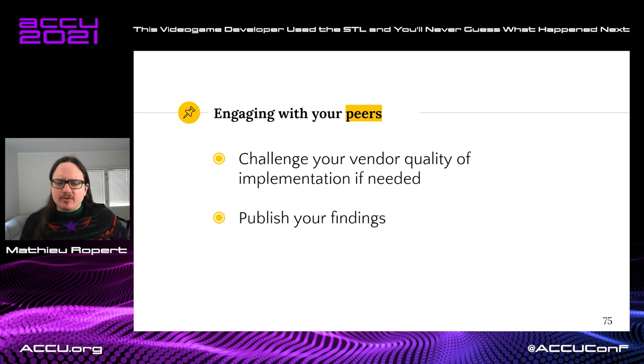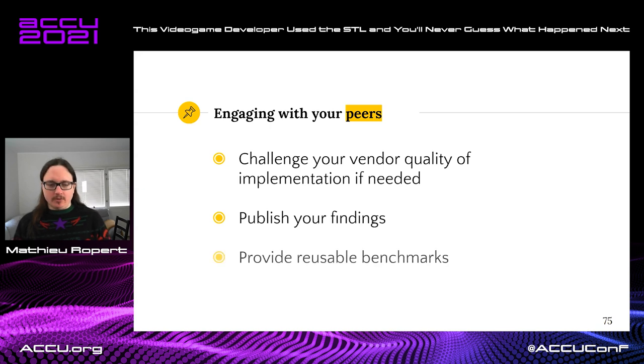And if you find something, publish it. I know that not all companies allow you to publish code and everything, but just make a blog post. Maybe you can't copy-paste your code, but at least explain, hey, we had this issue with this container, or we found a better one. Publish it, make a blog post about it, and use reusable benchmarks.